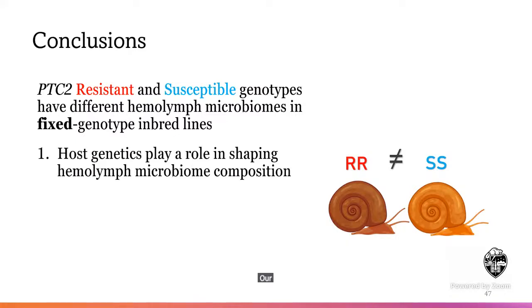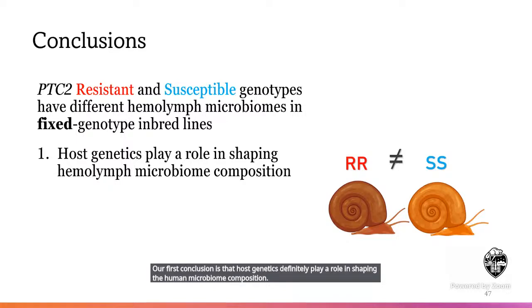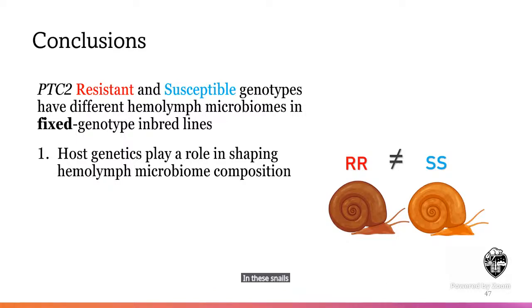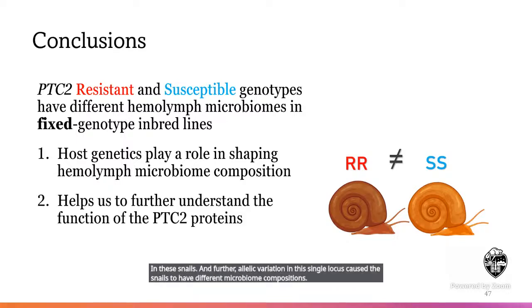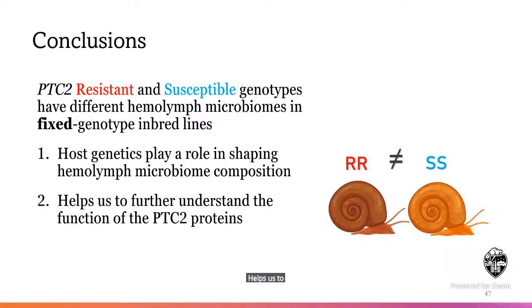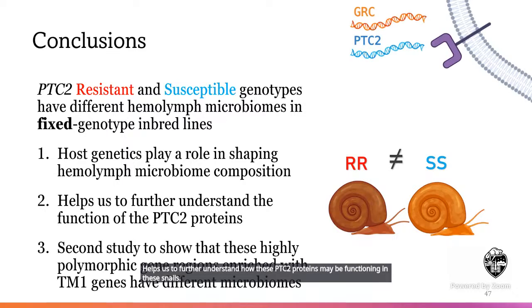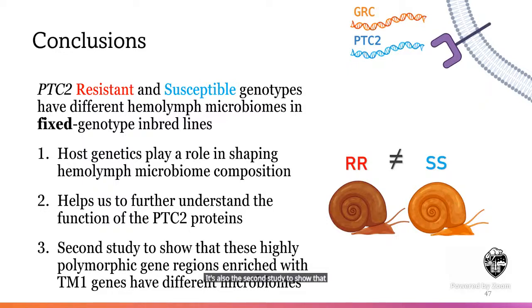Our next conclusion is that host genetics definitely play a role in shaping the hemolymph microbiome composition in these snails, and further, allelic variation in this single locus caused the snails to have different microbiome compositions. This helps us to further understand how these PTC2 proteins may be functioning in these snails. It's also the second study to show that these highly polymorphic gene regions enriched with transmembrane genes have different microbiomes, which helps us to understand how these important resistance loci may be acting in these snails.